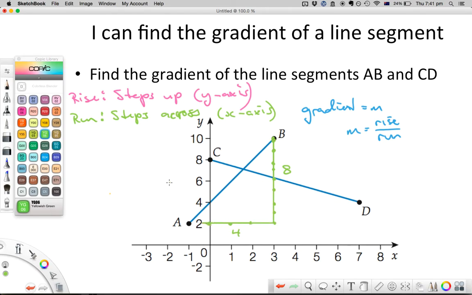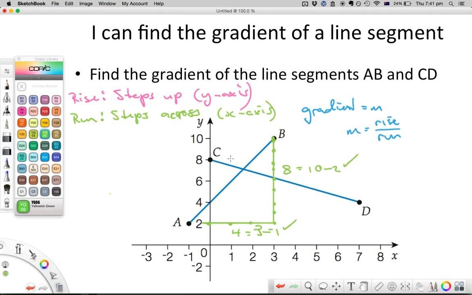And we could check that. Well, the rise was 10, subtract 2. So that's right. And this one is our 3, subtract -1. 3 take -1 is the same as 3 plus 1, so that's 4.